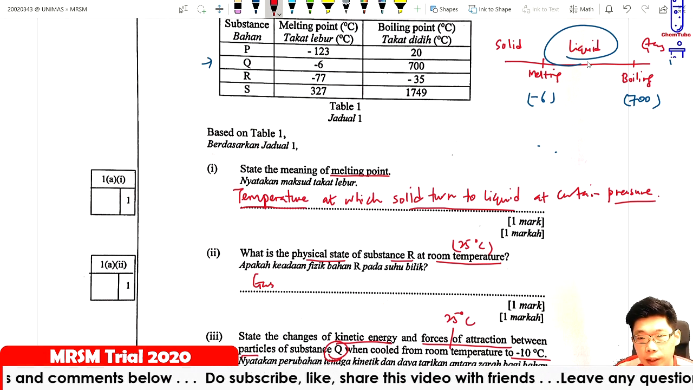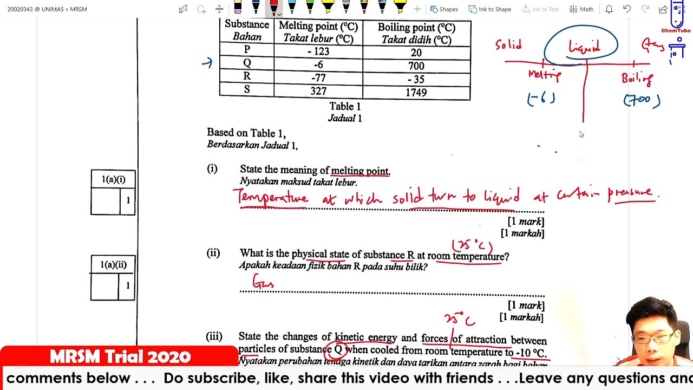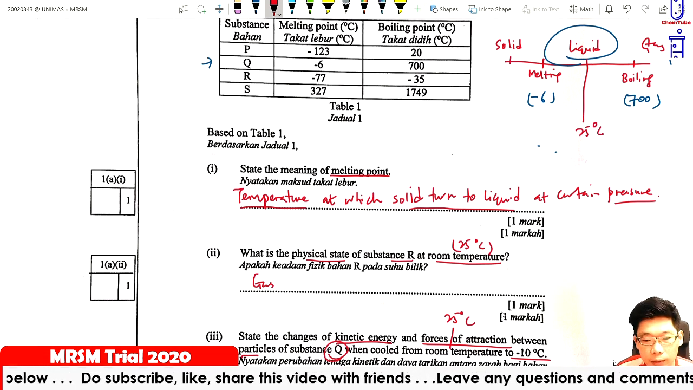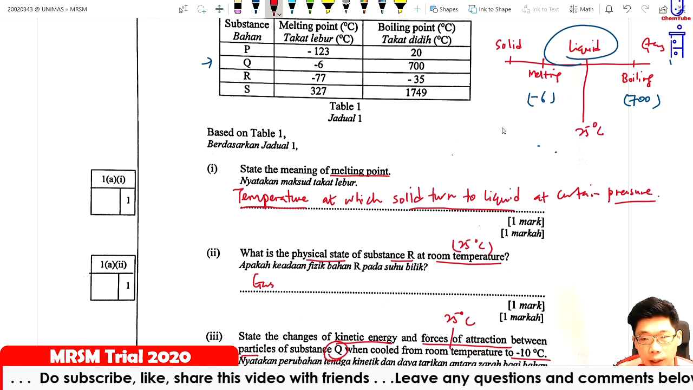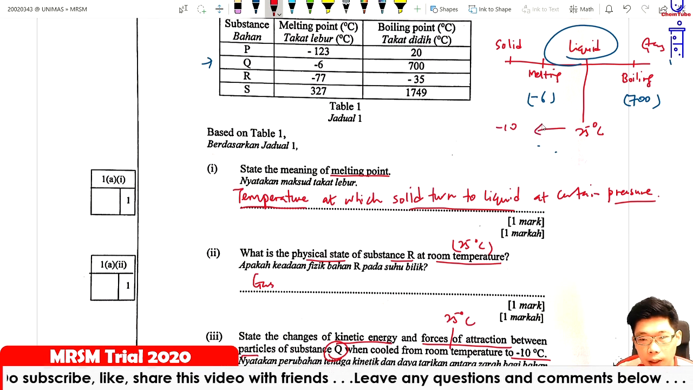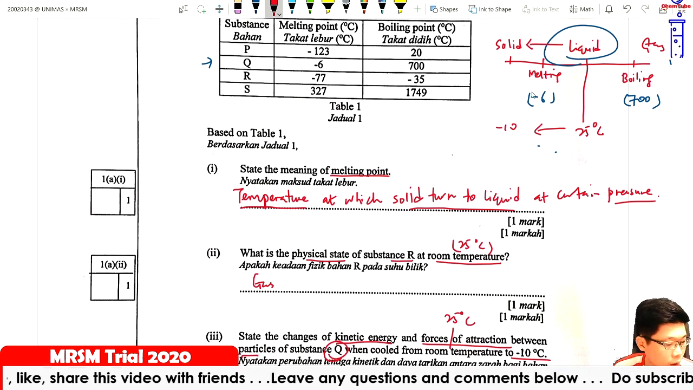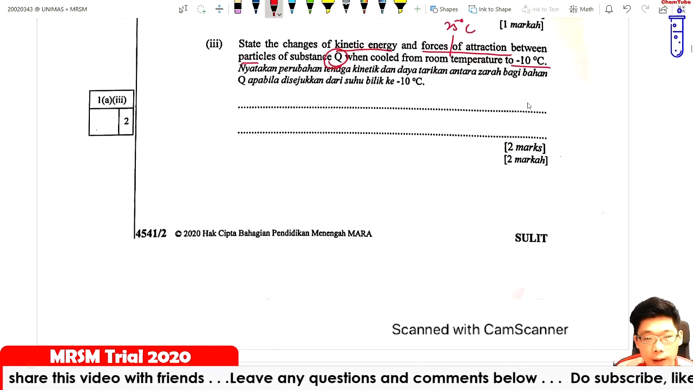25, we mark here, somewhere like that. Change to negative 10. Negative 10 is somewhere here. So meaning that it changes from liquid to solid. Liquid changes to solid.